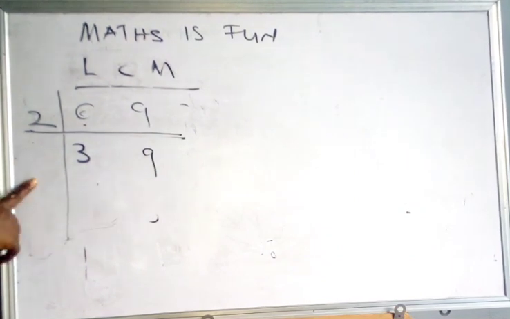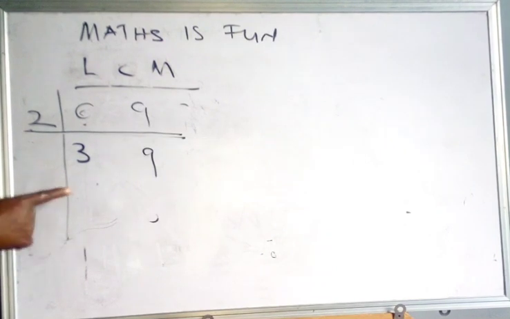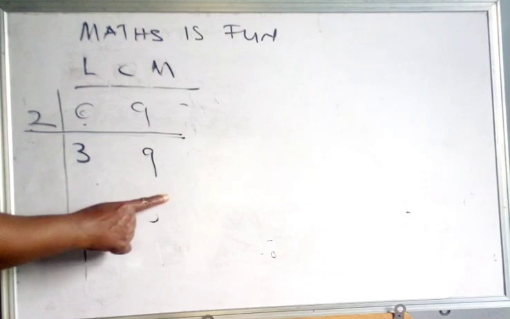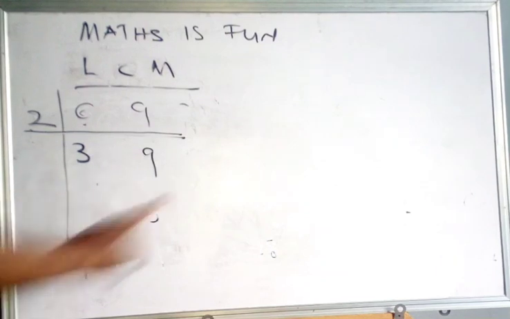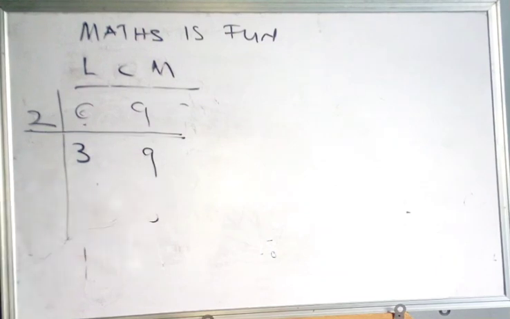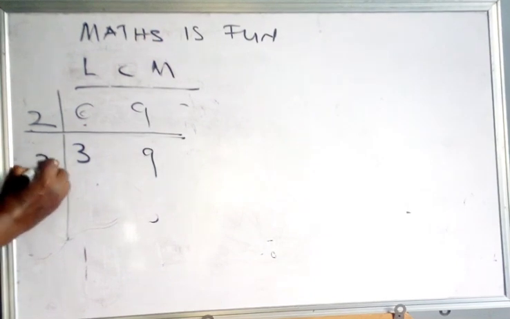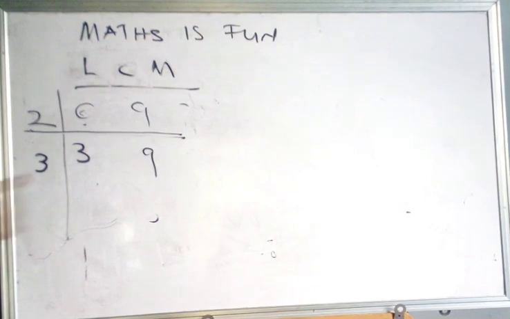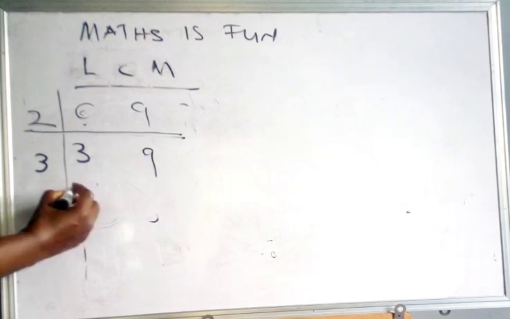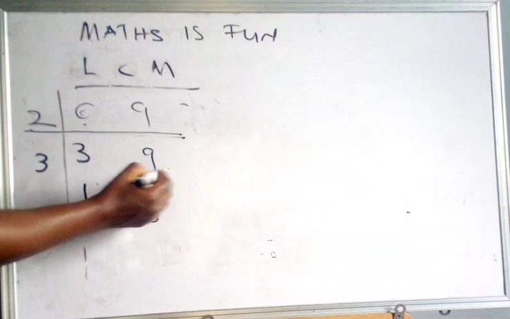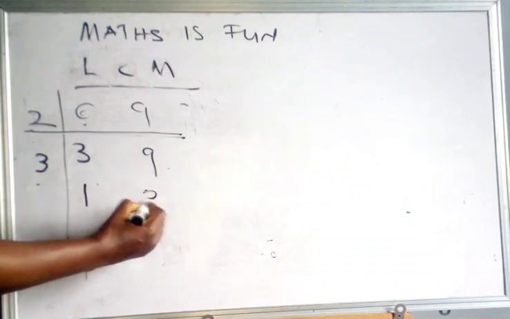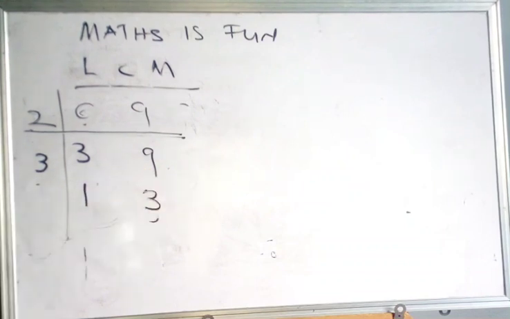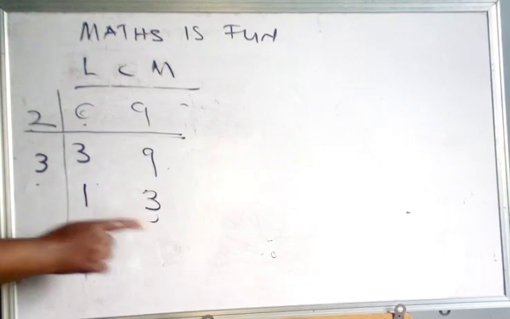Can we also try 2 as a prime factor here? Look at it though. 2 can't work because the numbers here are 3 and 9. 2 can't even divide any one of these. So we have to use another prime factor, and the closest is 3. Let's try 3, please. So 3 divided by 3 gives us 1. 9 divided by 3 gives us 3. Alright, so we are good to go. Here we have 1 and 3 left.